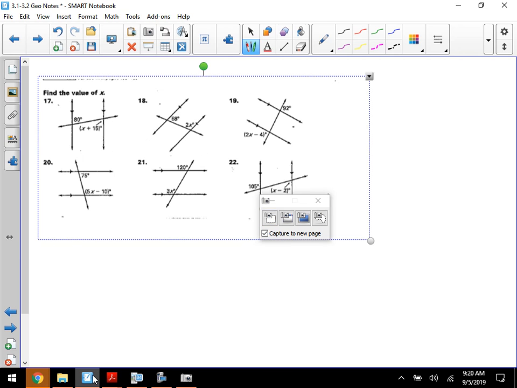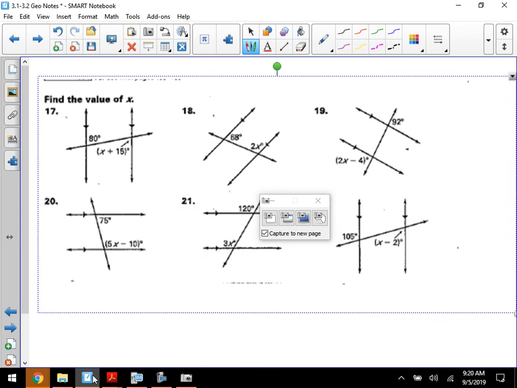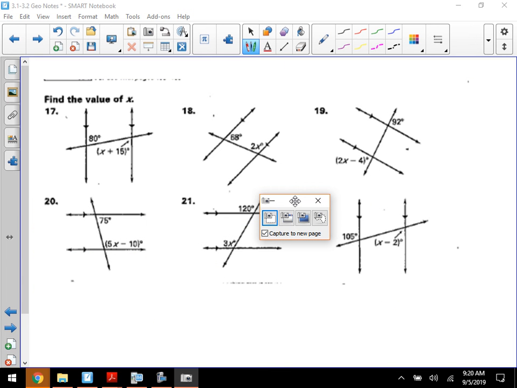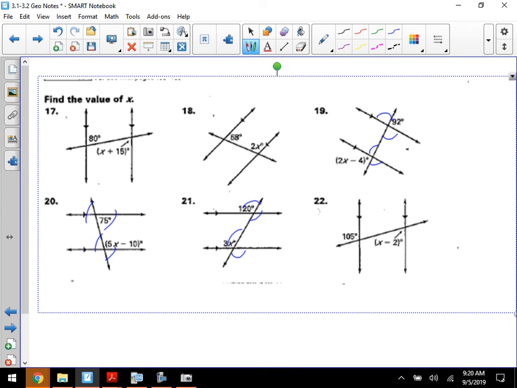I would just sit there and start marking up which ones are going to be the same. That way I know when I go back to looking at it how to set it up. See what I'm doing there? All I'm doing is marking everything up, so I know if they're going to be equal or supplementary.